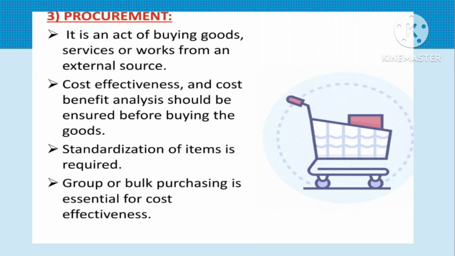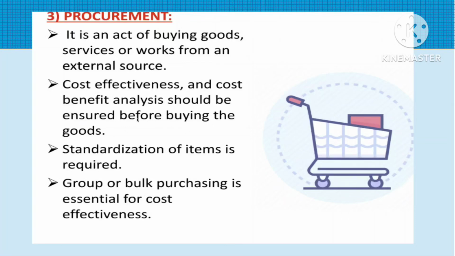Next, the third step is procurement. It is an act of buying goods. Get the supplier, whatever list you have, talk to them, go do the shopping, nothing but shopping, services or works from an external source. Cost effectiveness: you have to bargain, get a good package. Cost and cost benefit analysis should also be ensured before buying the goods.